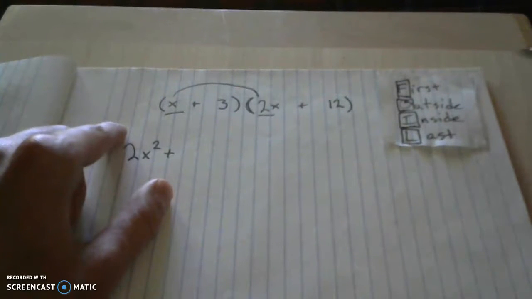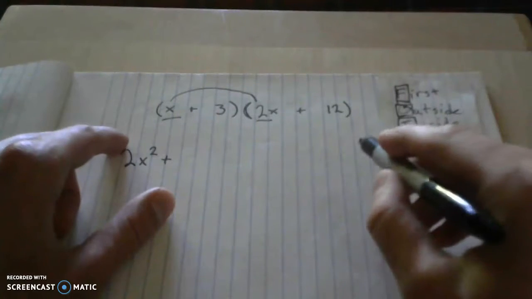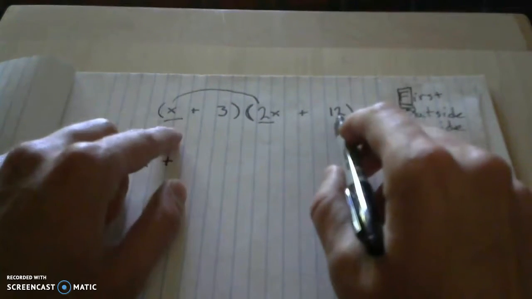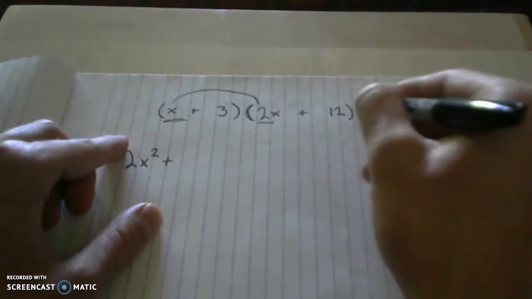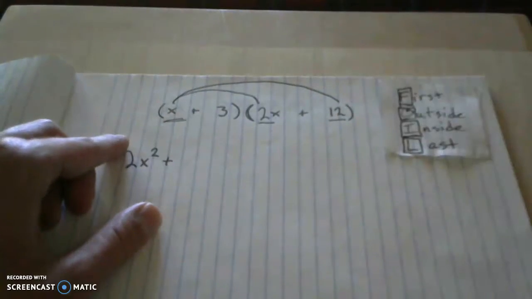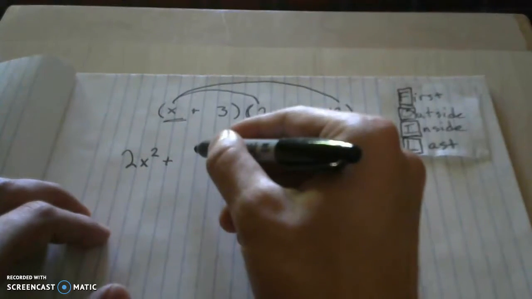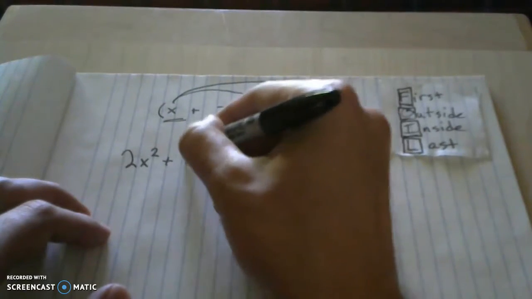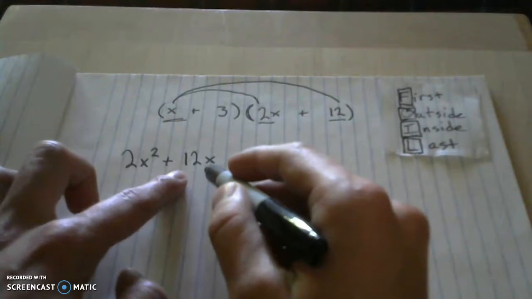So now we're going to want to look at the next part, outside. So when we get to outside, we want to multiply the two outside terms. So we're going to take x and 12 and distribute that x to that 12. So then our next number here is 12x, because we just took the x, multiplied it by the 12, and we're now adding that here.